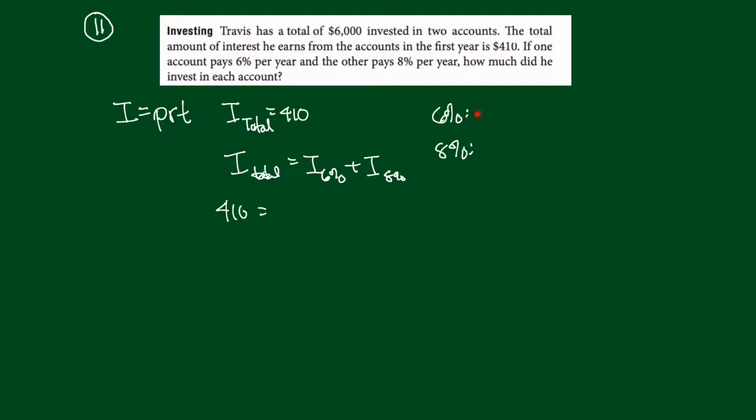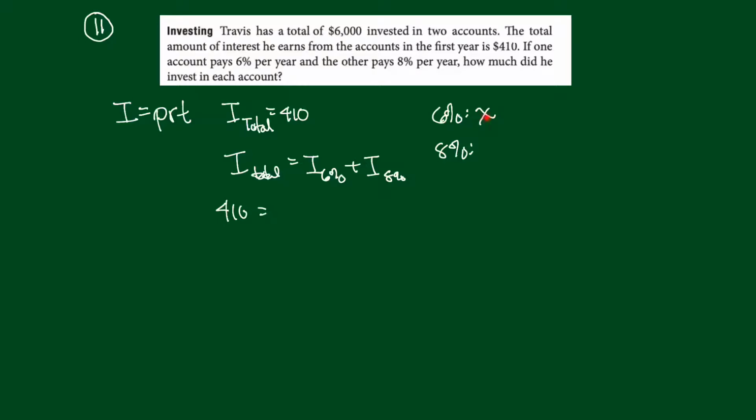So suppose we don't know how much is in here. Why don't we just call it X for the time being? X is the unknown. So how much do we have in the 6%? X dollars. Now, how much for the 8%? We'll look at it this way. We started with $6,000. We withdrew X number of dollars, put it here. So the remaining amount has to go here. So how much is left over?